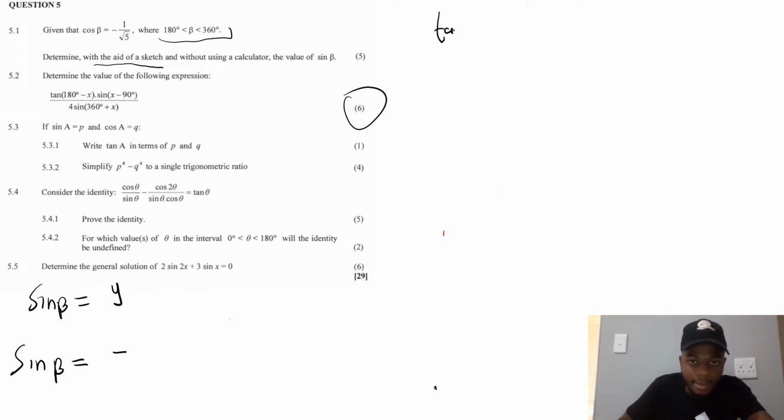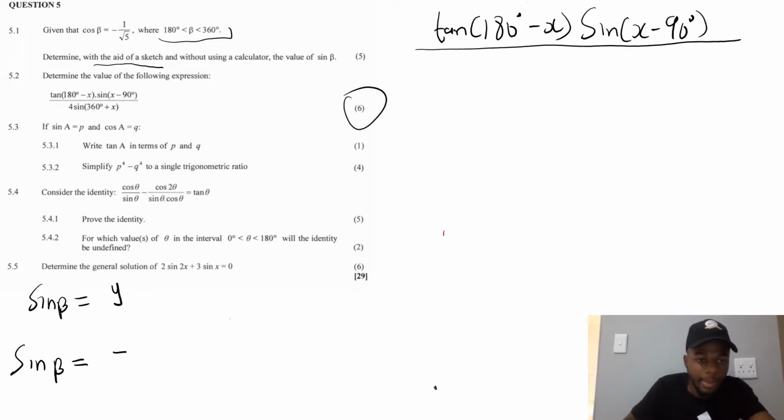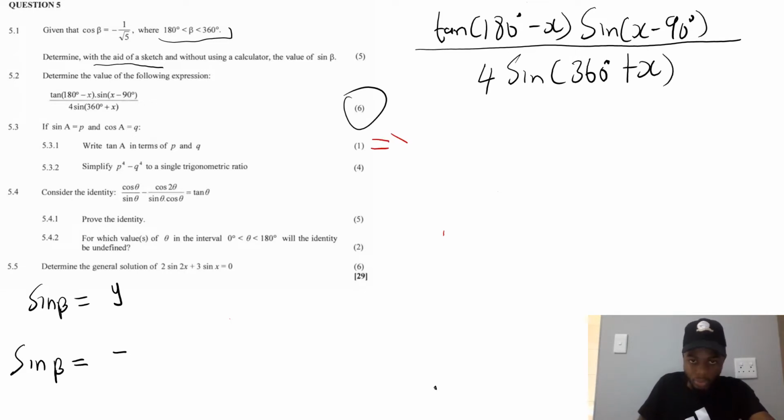We're having tan of (180 degrees minus x) into sine of (x minus 90 degrees), divided by 4 multiplied by sine of (360 degrees plus x). Here it's very much important to know the reduction formula and also the co-ratios, or the reduction angle and co-function. So let's start. If you are given an expression like this, the first thing you have to check is the angle before you go to the trig ratio.